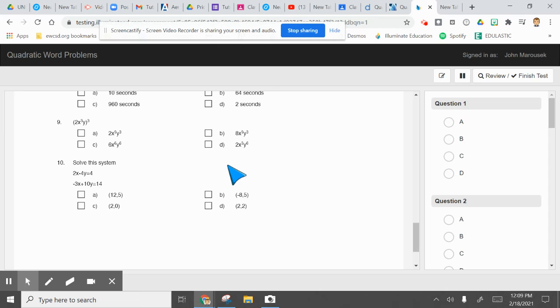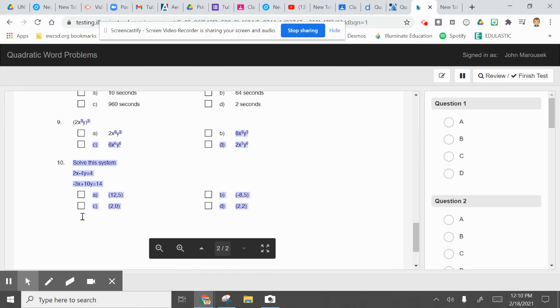Number 9 is an exponent algebra problem. Remember, if you were to write this problem out three times in a row, these parentheses, it would be 2x to the third y times 2x to the third y times 2x to the third y. 2 times 2 is 4. 4 times 2 is 8. x to the ninth, y to the third. All right, I just gave you a free answer there.